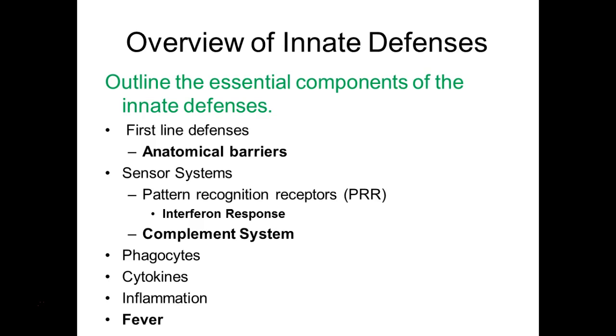Okay. The complement system we haven't talked about yet. We're going to talk about that today. We have talked about phagocytes, right? Our phagocytic cells that can do phagocytosis. We'll review that in a moment. We've talked about cytokines, right? These are those chemical messages that the cells use to communicate with each other, i.e. the hormones of the immune system. We've talked about inflammation. We started out with inflammation. And today we're going to end with fever.